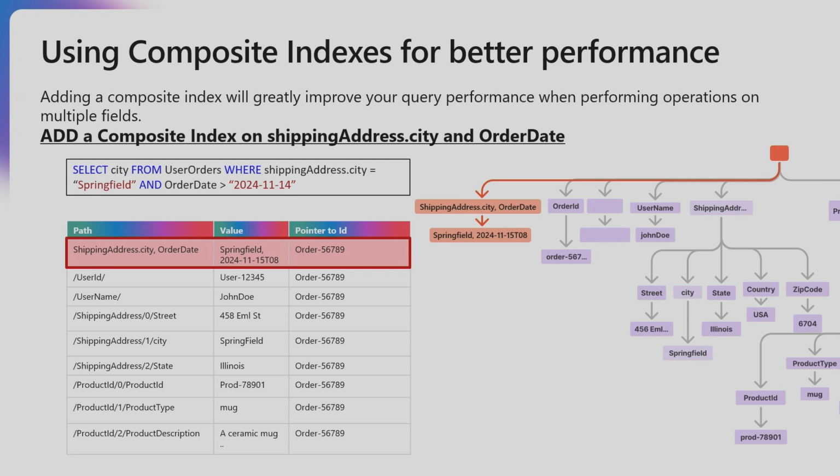So if we have a query where we're looking for shipping address city equals Springfield and also order date greater than 11/14, we can create a composite index that concatenates those two values together. When we do a lookup, it's a lot faster than doing two lookup operations for the separate properties and then the intersect operation. It removes all of that logic and just has one lookup to that particular document.